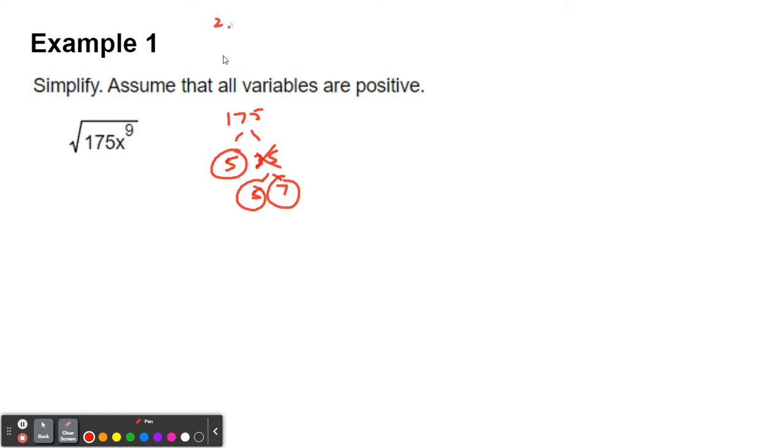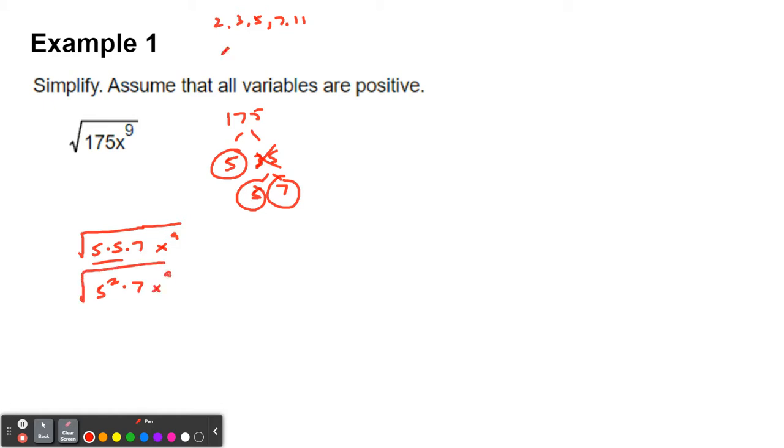Remember the list of primes: 2, 3, 5, 7, 11. So this is my prime factorization for 175. It's a 5 times a 5 times a 7. Right? Now I can throw in that x to the 9th right now, but I'm not going to touch it. So these two 5s represent a 5 squared times 7.